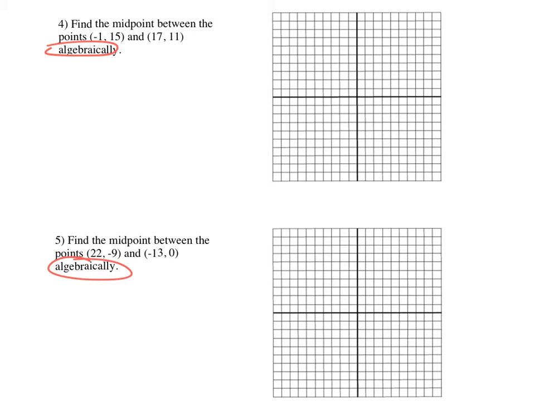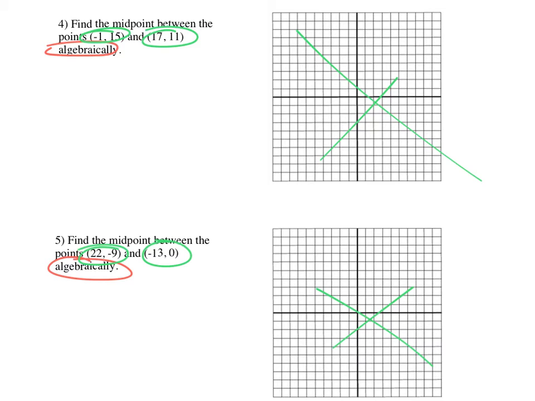I personally am not going to graph these because if you look at these numbers, they're kind of huge. I've got negative 11, 5 and 17, 11, 22, negative 9, and negative 13, 0. So I'm going to skip the graphing for this piece because I want to go the algebraic route, since that's also good practice for us. I'm going to show you guys doing it by plugging into the formula and also that number line method if you prefer that better.